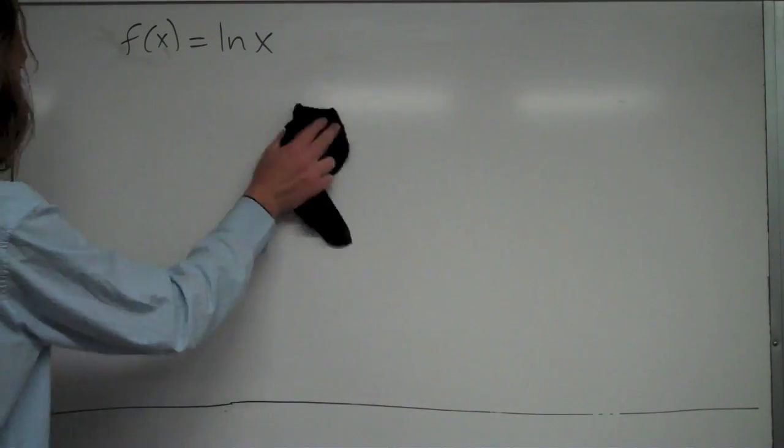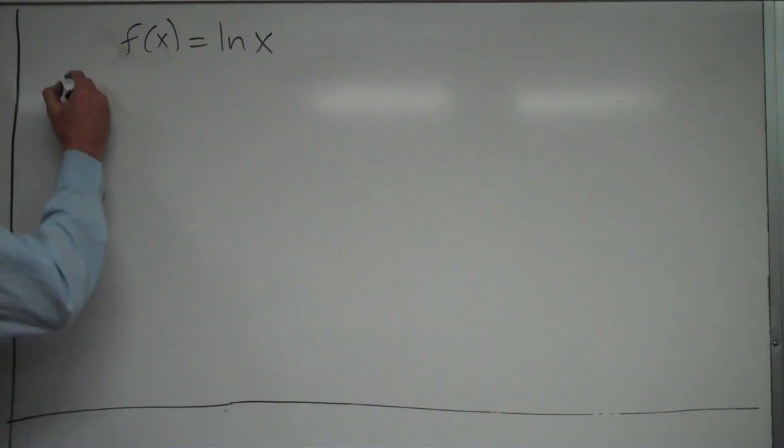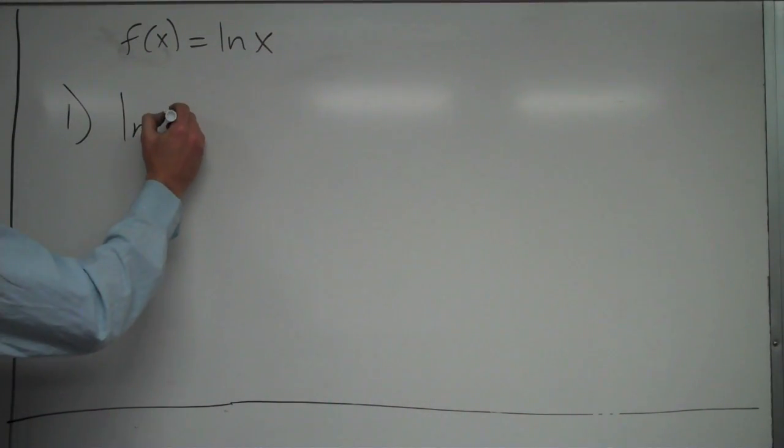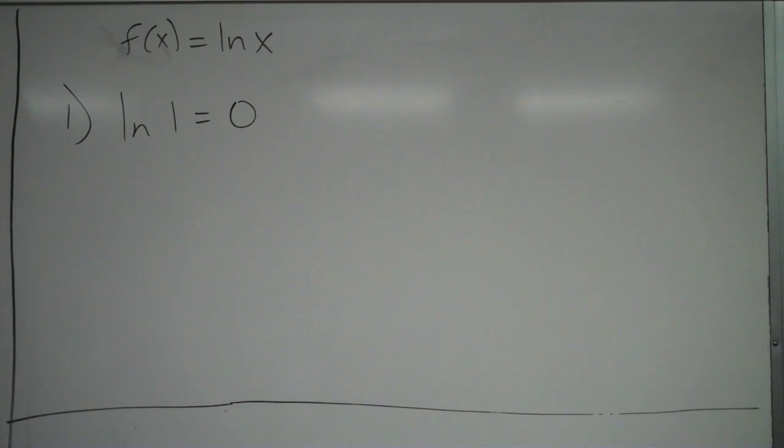There are just a few properties I want to share here. These first four are all true for any logarithmic function, but specifically also natural log. First off, very important that we know this: natural log of 1 is equal to 0. Natural log of 1 is equal to 0. That's something you're expected to know without a calculator.